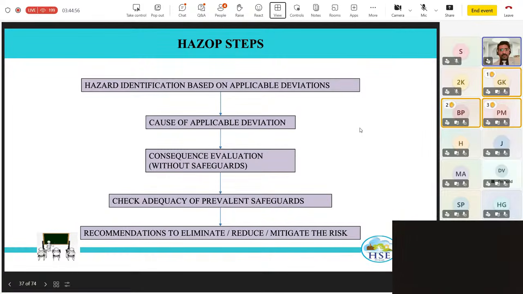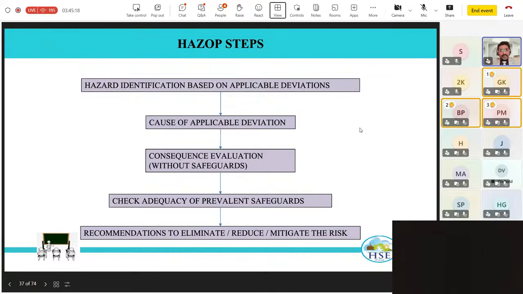Next is check adequacy of prevalent safeguards. Now, this is an important step. You would have already considered several inherently safer design measures in your design, or you would have provided adequate safeguards. However, the adequacy of these safeguards needs to be evaluated, whether they are adequate based on what is available in the design system, or there is still an incident which is beyond your alarm range.